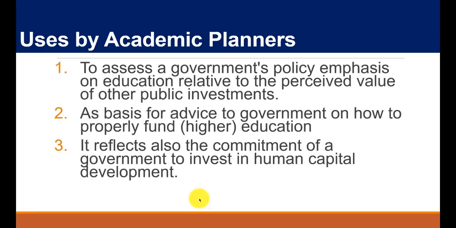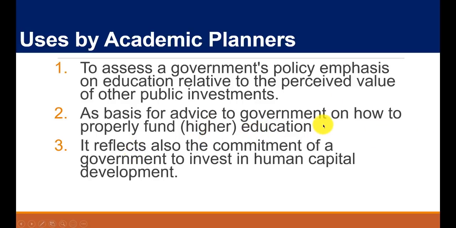How do you use it as academic planners? You assess government's policy emphasis on education, in this case, university education, relative to the perceived value of other public investments. So you look at the budget for this. Like I said, I don't like budget, I like expenditure. Of course, the budget will give an insight into how much is expended, but expenditure is the way to go. So you say, okay, they have spent this for agriculture, for medicine, for health, for security, for other social services and all that. But for education, it is this. So that will let you, as a government planner, assess the policy as a base for advice to government on how to properly fund higher education.